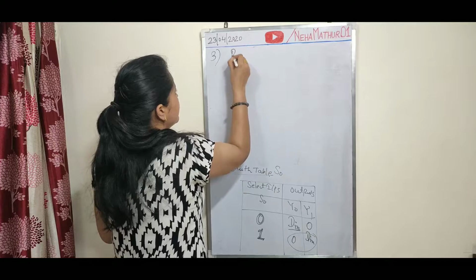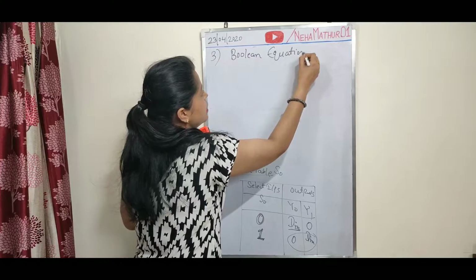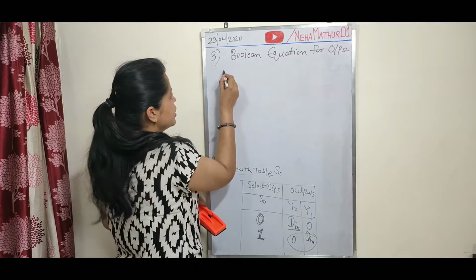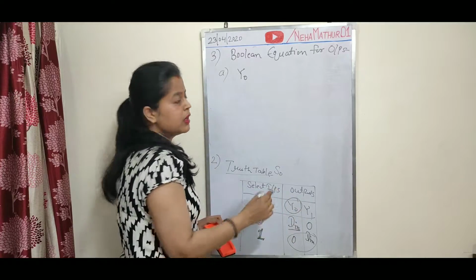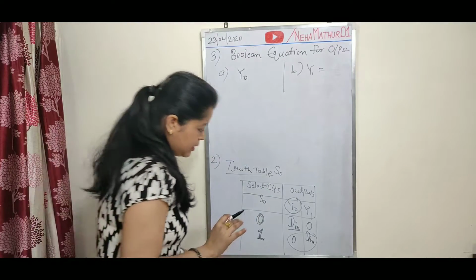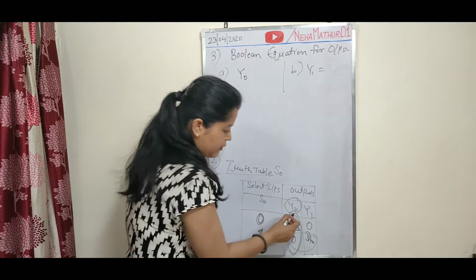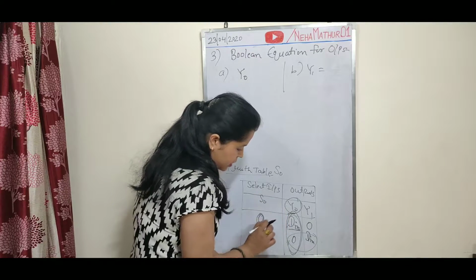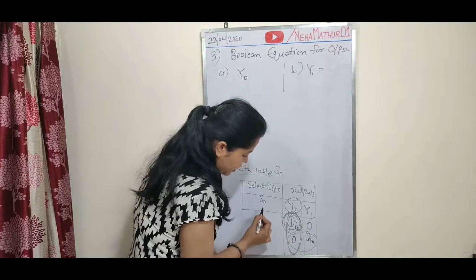Boolean equation or expression for outputs. Here you have 2 outputs. So the first equation is for Y0, that is first output, and second equation is for Y1. Fine. Now try to observe this column. Since you are writing the equation for Y0, in which you have 2 terms in its column, start writing for first term Din, and Din because of when S0 is equal to 0.